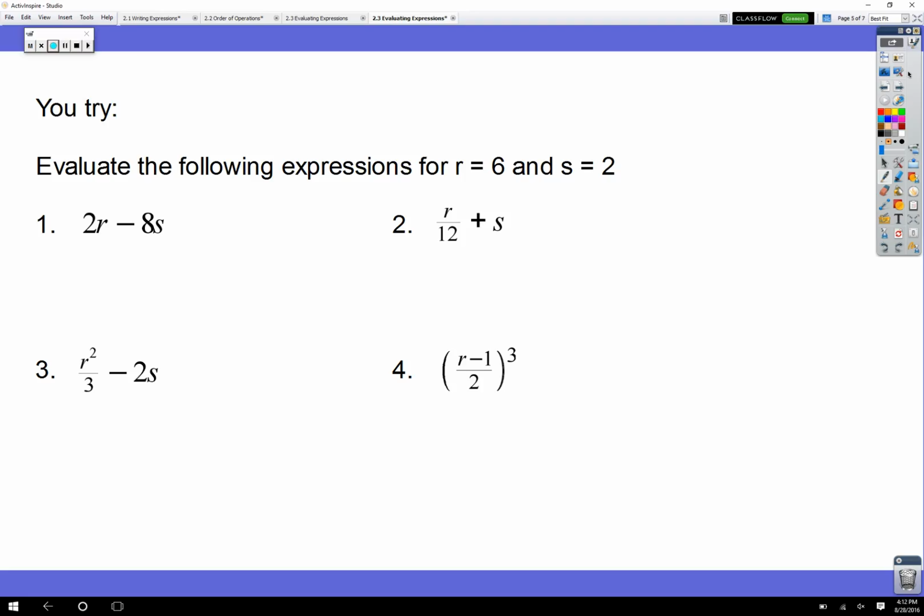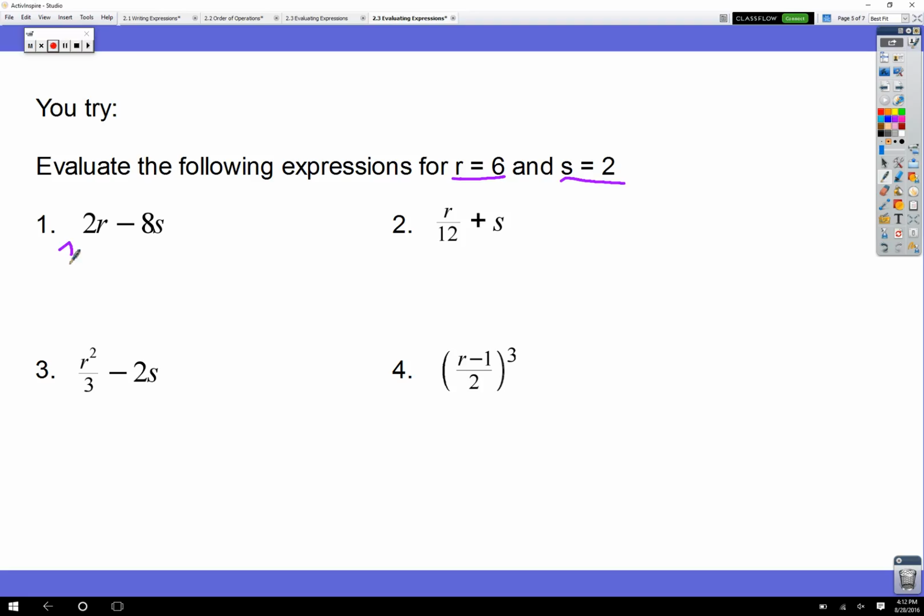Okay, here are some for you to try. So we're going to evaluate the following expressions for r equals 6 and s equals 2. Pause the video, try these on your own, and then check back with me for the solutions. Okay, you should have tried these on your own.